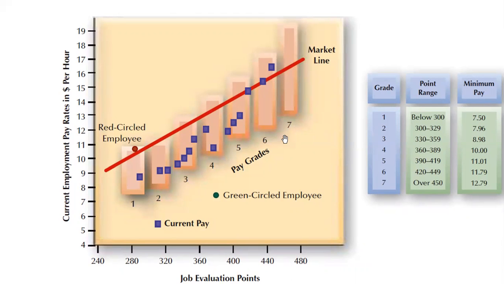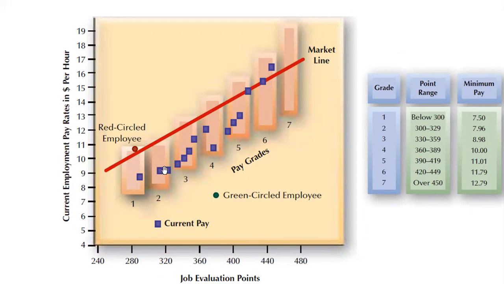How many dollars can you pay to a grade 7 employee? So at the minimum point, we can pay $13 and at the maximum we can pay $19 to a grade 7 employee based on the evaluation points. For a grade 1 employee, you can pay a minimum of $7 to a maximum of $11.